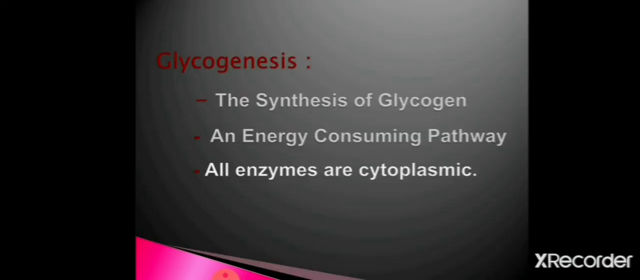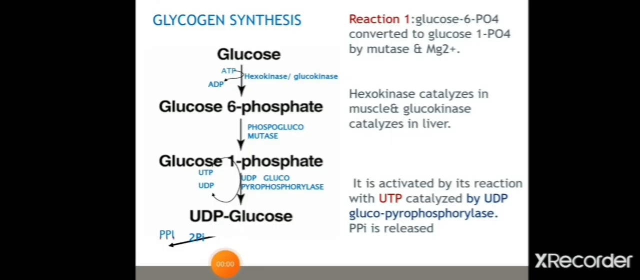First, we will be discussing glycogenesis. Glycogenesis means the synthesis of glycogen. This is an energy consuming pathway, and all the enzymes of glycogenesis are located in the cytoplasm. Glucose is converted to glucose 6-phosphate. In muscles, this reaction is catalyzed by the enzyme hexokinase, and in liver, it is catalyzed by glucokinase.